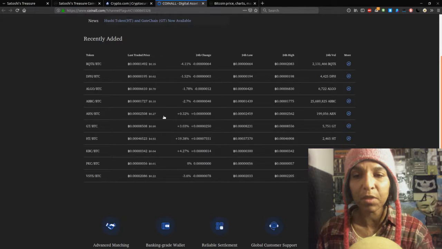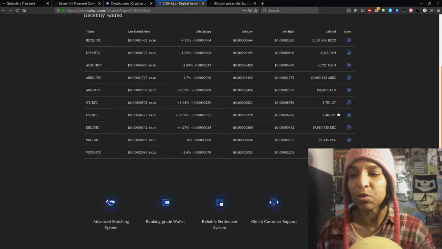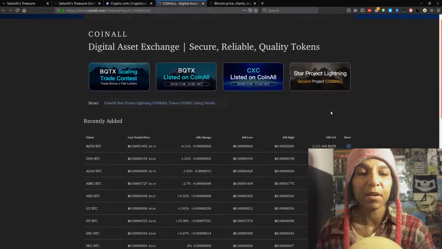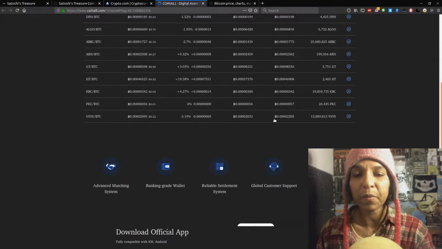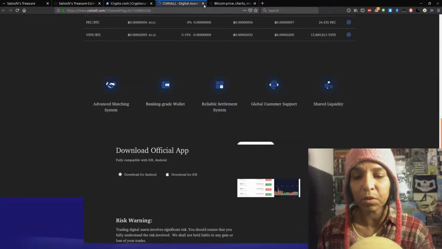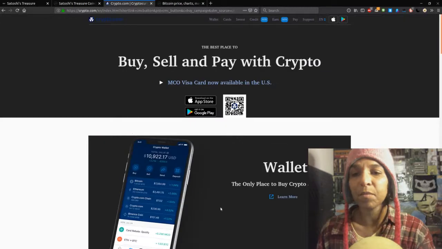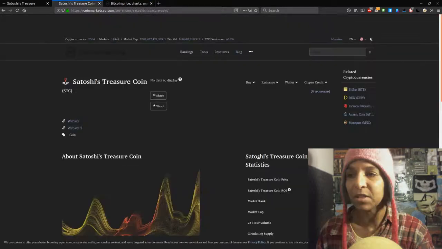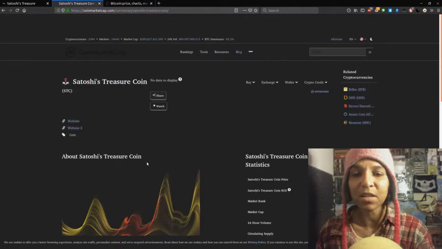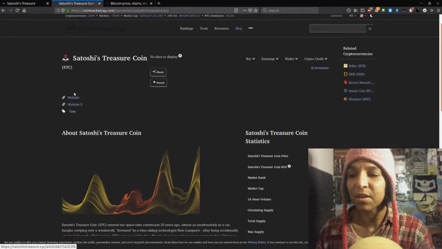Recently added tokens here. Let's see. Charts. So you can kind of go down this rabbit hole to see if there are any clues here. This is a wallet. I guess you can download it. It's a very legitimate activity going on here to the side. And then it has these two websites. So it has the coin right here and two websites.